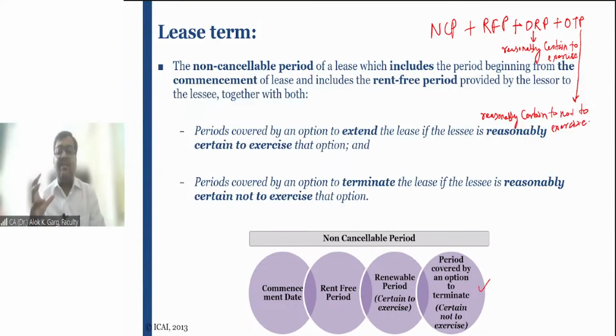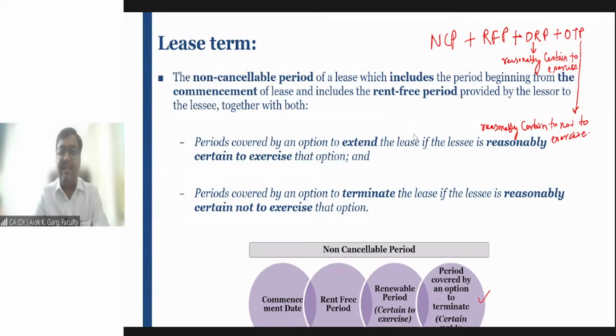So this lease term becomes very, very important in this particular standard, and the lease term consists of four things. Shruti, what comprises the lease term? Can you please tell me quickly? I mean to say, can you please write this quickly?